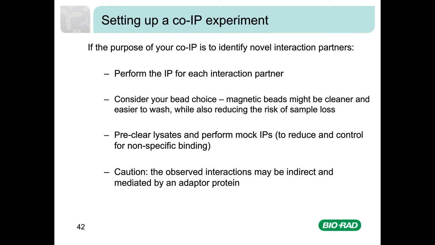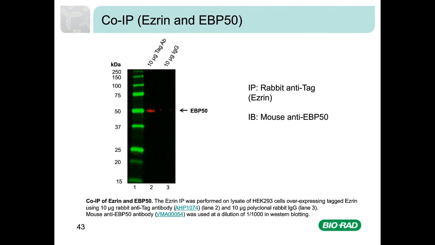This slide shows an example of a co-IP of the membrane protein Ezrin and the adapter EBP50. The Ezrin IP was performed on lysate of HEK293 cells overexpressing tagged Ezrin using 10 micrograms of rabbit anti-tag antibody. For the mock IP, 10 micrograms of polyclonal rabbit IgG was used. Western blot detection was then performed with a mouse anti-EBP50 antibody.